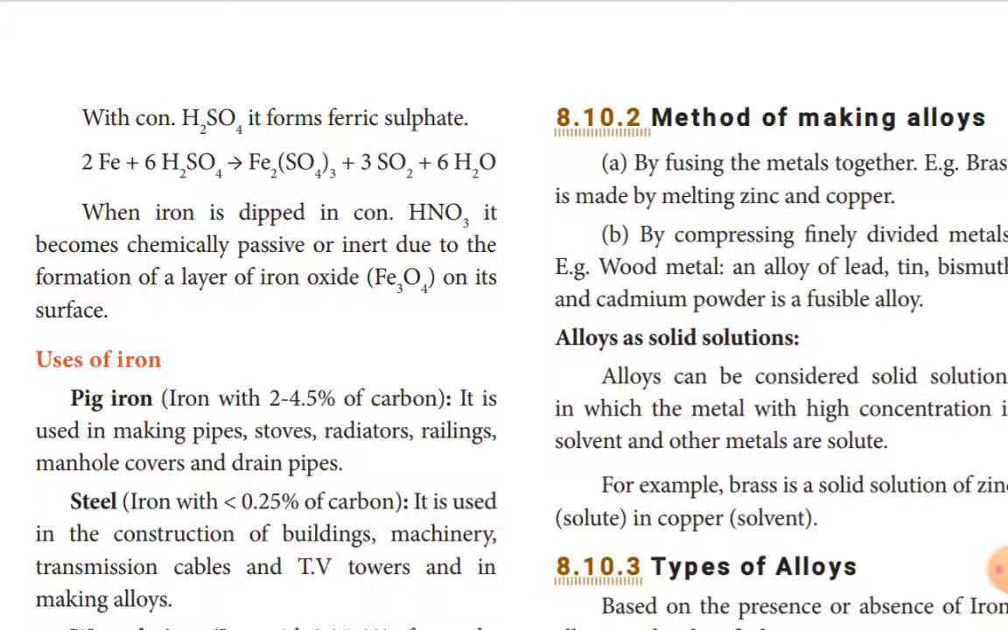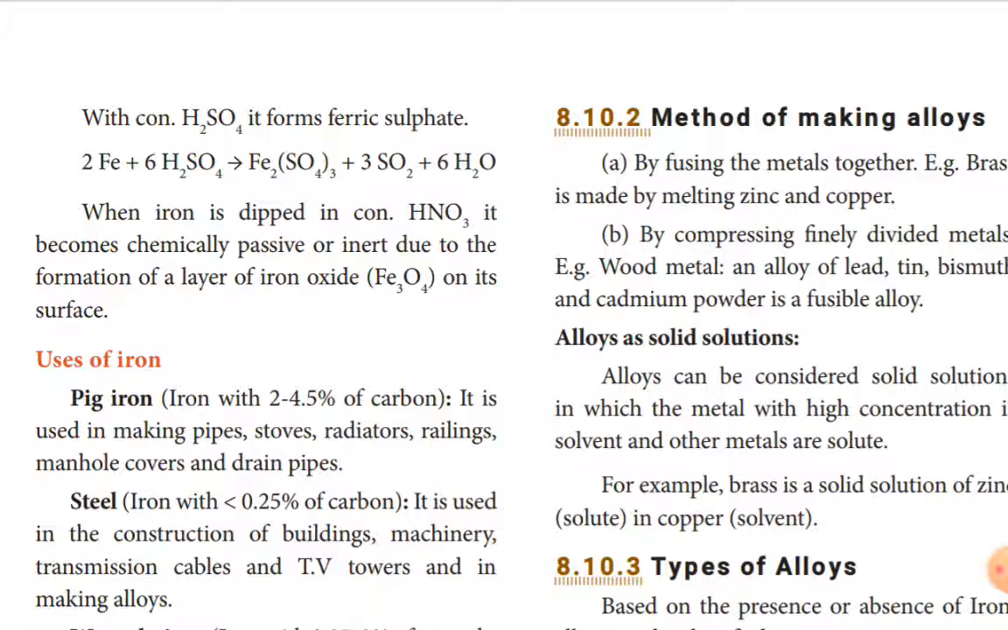Iron also reacts with concentrated sulfuric acid to give ferric sulfate. Iron with 6 moles of sulfuric acid gives Fe2(SO4)3, that is ferric sulfate, and sulfur dioxide and water are formed. Then the next one is given, that is important, it will be asked.